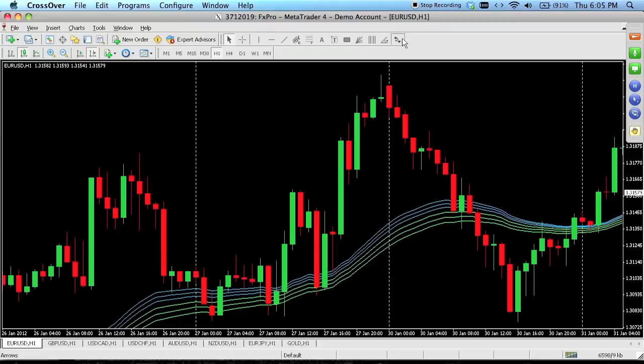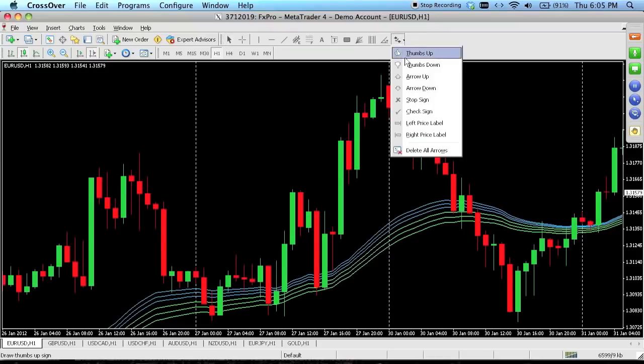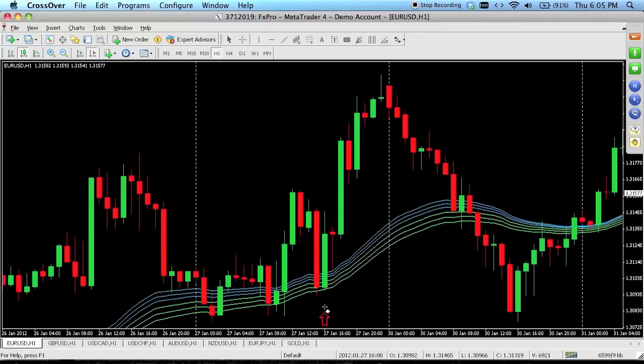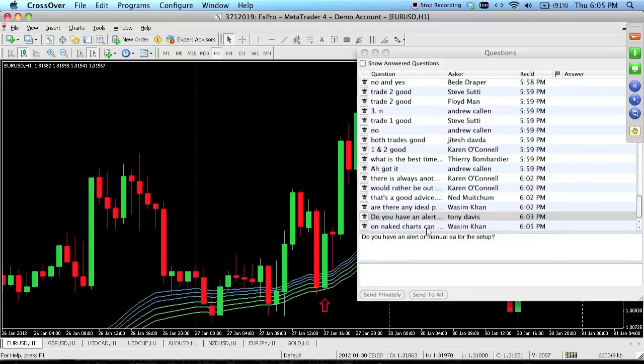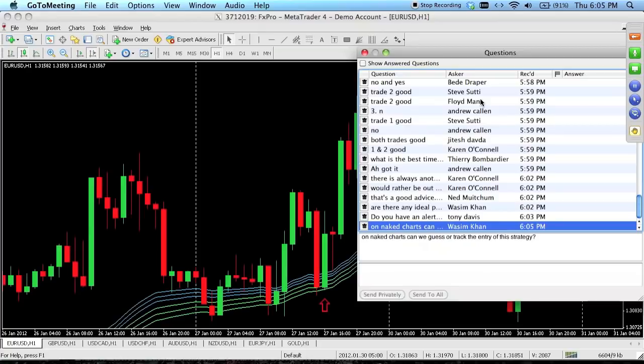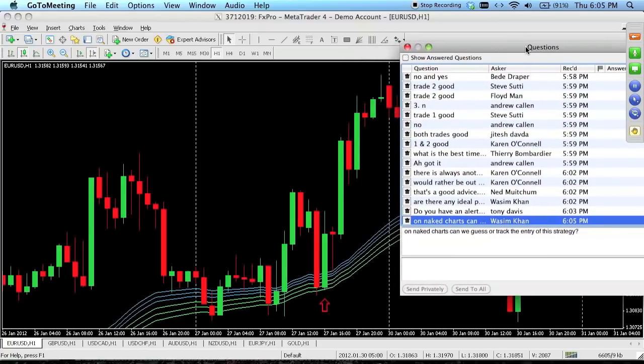Okay, let's take a look at this one. Good trade or bad trade? Let me know. On naked charts, can we guess or track the entry of the strategy? No, you will not be able to. You need the MAs on this.